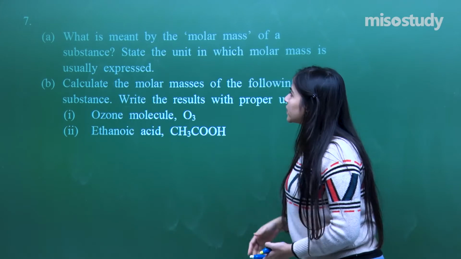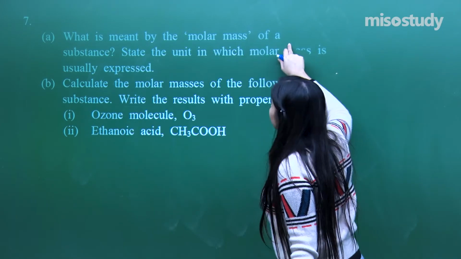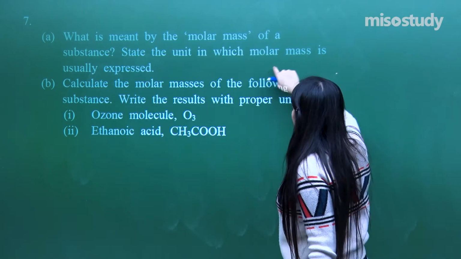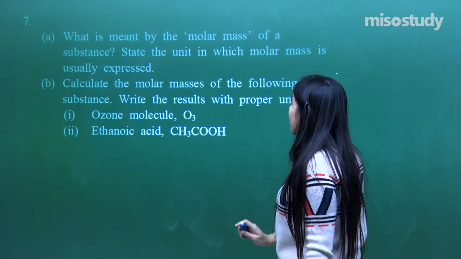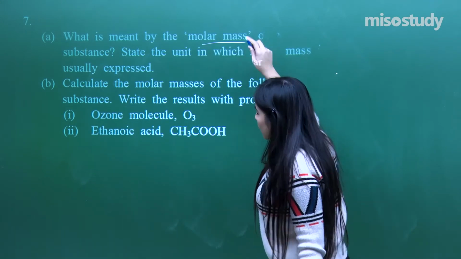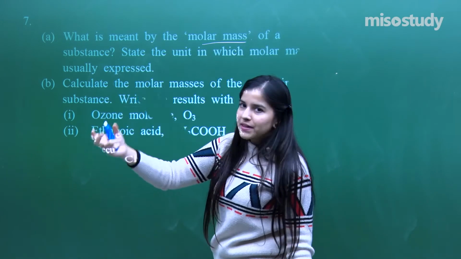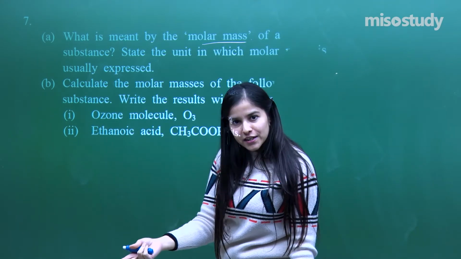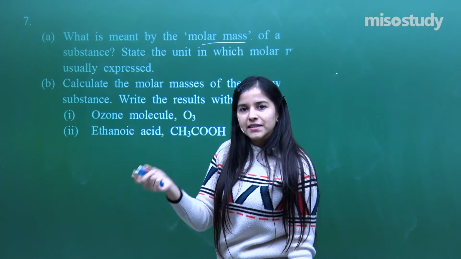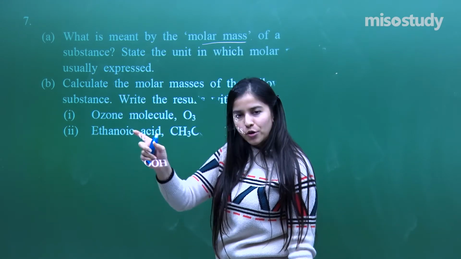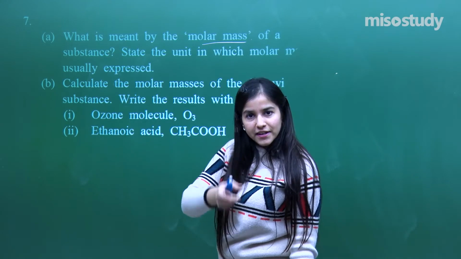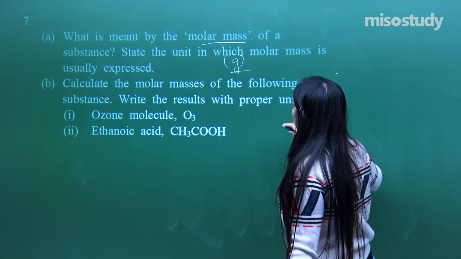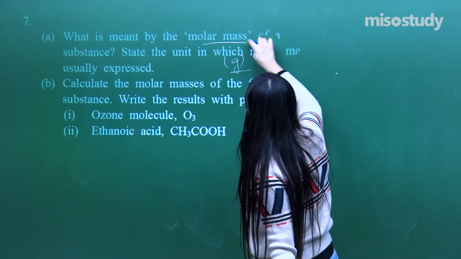Now coming on to the 7th one. What is meant by the molar mass? I have already discussed this thing, okay? Molar mass of a substance, state the unit in which the molar mass is usually expressed. So basically, as we convert our values from the simple atoms to moles, then we consider not the molecular mass but the molar mass, which then gets converted from the atomic mass unit to grams, yes. So basically it is in grams that we express the molar mass usually, okay.